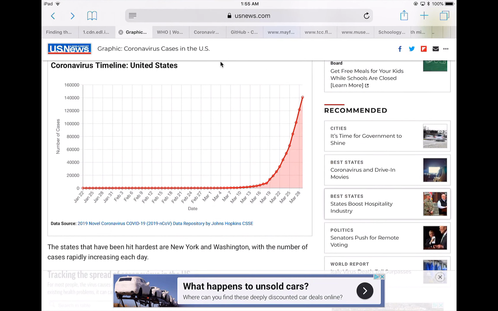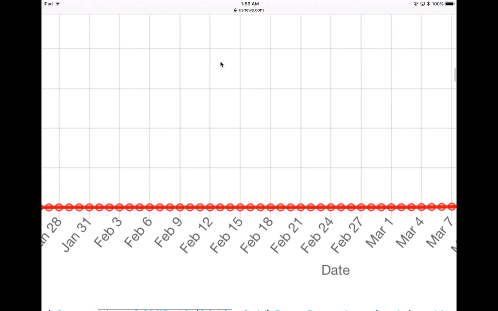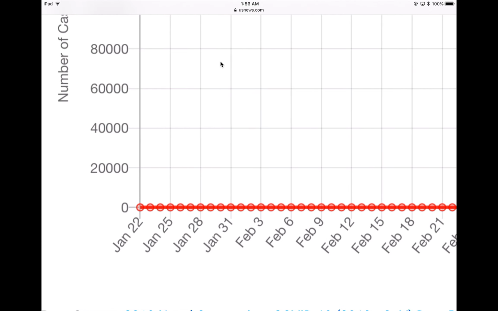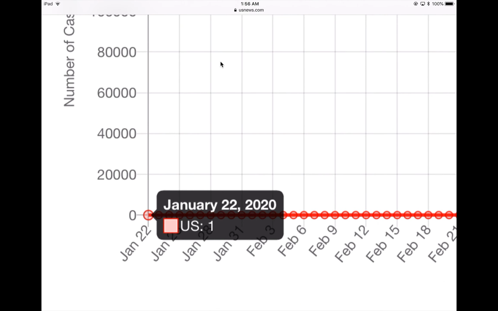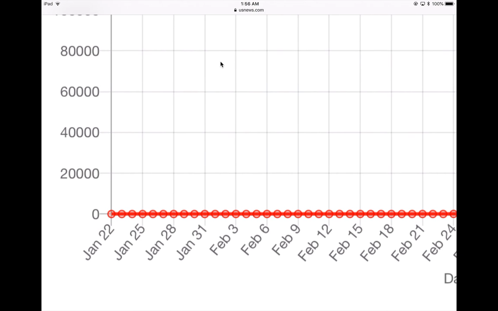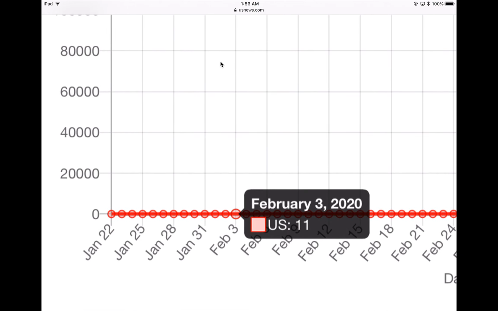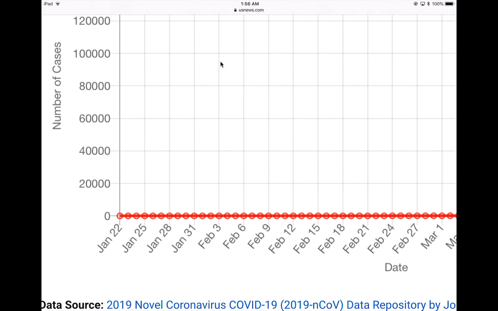And notice that this timeline stops at March 28th, because I was looking at this last week, but I'm pretty sure that if I refresh this page, I'm going to have something more current. And they started gathering data starting January 22nd. So based on this graph, January 22nd, there was only one case. Then January 23rd, one case. So if I click on this, February 30, 11 cases. So then we see what the data looks like.